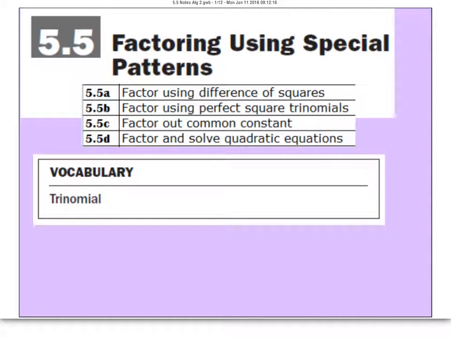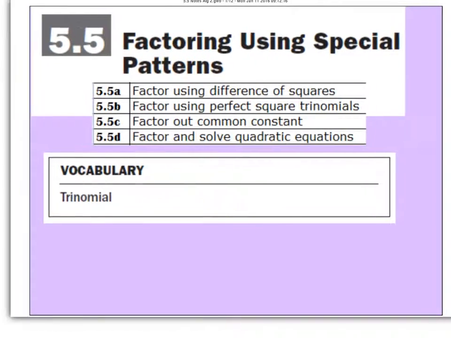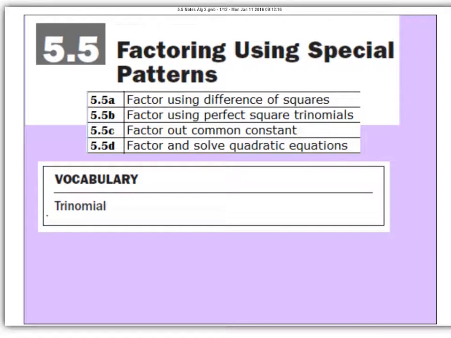Learning objective 5.5a and b are going to have us continue to factor, but with some special patterns that will start to appear. But they work really the same way as normal factoring. Now the one thing you want to recall is what a trinomial is. And remember, a trinomial is just three terms.